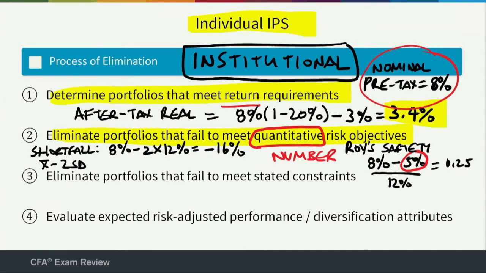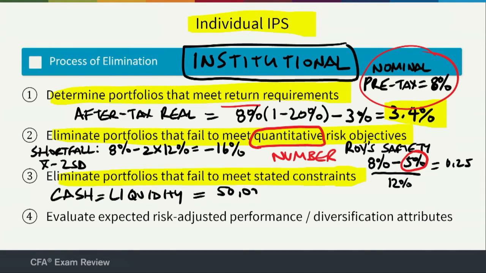The third way that we eliminate portfolios is we eliminate portfolios that fail to meet constraints. And in this case, the most quantifiable constraint would be the constraint in cash. And we think of cash as equal to liquidity. And let's say that a client has ongoing needs. They need to withdraw, let's say, $50,000 from their portfolio every year. And let's say their portfolio value was worth, let's say, $1 million.